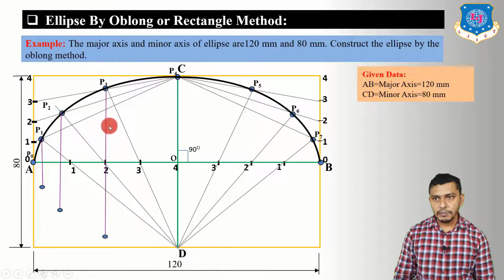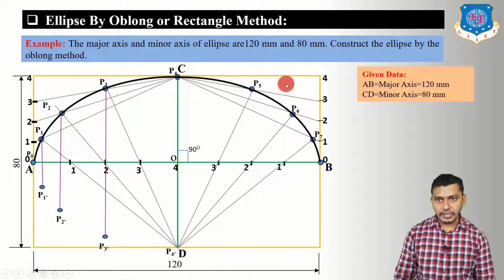Again, measure the P3 point from the intersection point of the major axis and the vertical line. From this point we measure P3 and mark the point, that is P3 dash, over here at the same distance. So mark these points. Let us say that this is P1 dash, P2 dash, P3 dash. And we have to apply the same method in this quadrant also. That means we have to draw lines parallel to CD, the minor axis, from P5, P6, P7.